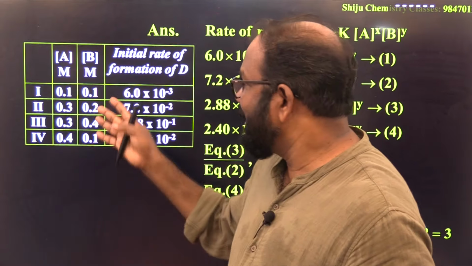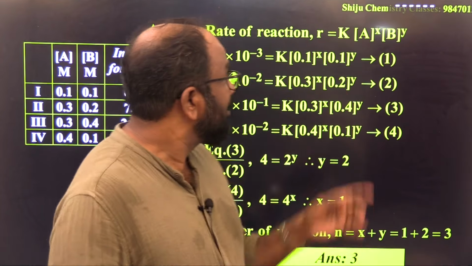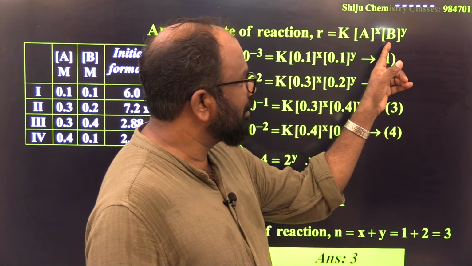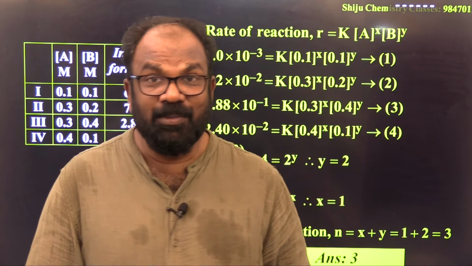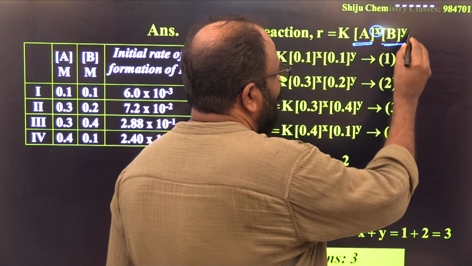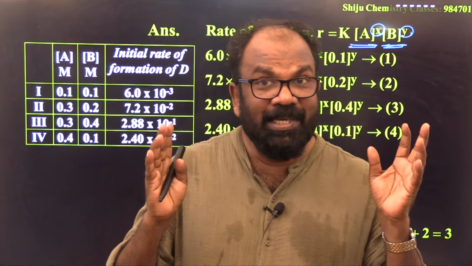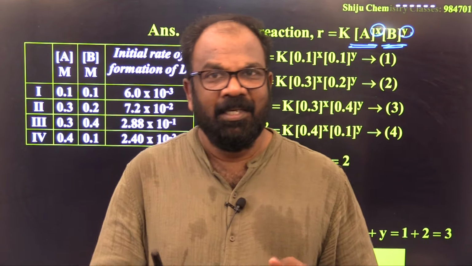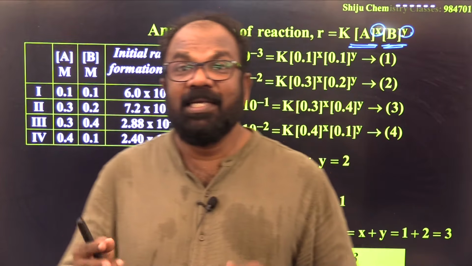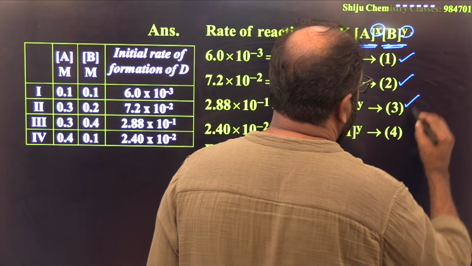Listen here, this is the data given in the question. Now we can write a general equation for the rate of reaction, that is r is equal to rate constant k into concentration of A raised to x into concentration of B raised to y. We need to find out the power of concentration of A and concentration of B, that is x and y. Then the order of reaction n is equal to x plus y. Now we can substitute the values of initial rate, concentration of A and concentration of B from the given data. We will get 4 different equations, that is equation number 1, equation number 2, equation number 3 and equation number 4.